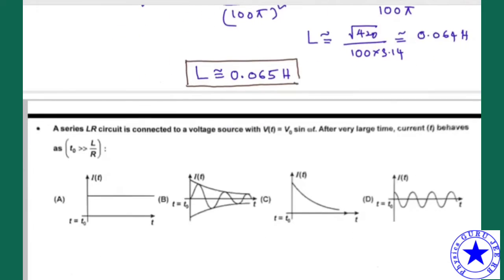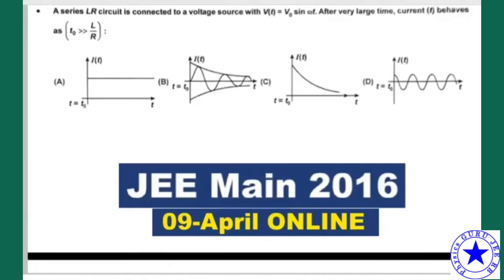Okay, now we'll proceed with the next question, which was asked in JEE 2016, which is about graphs. So a series LR circuit is connected to a voltage source with V(t) equal to V0 sine omega t.